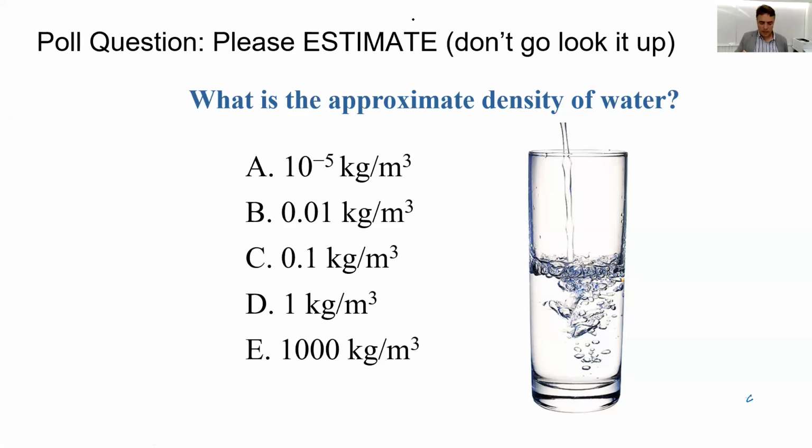A is 10 to the minus 5 kilograms per meter cubed, B is 0.01, C is 0.1, D is 1, and E is 1,000 kilograms per meter cubed. I'll give you another 5 seconds.